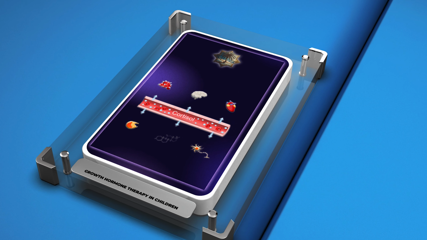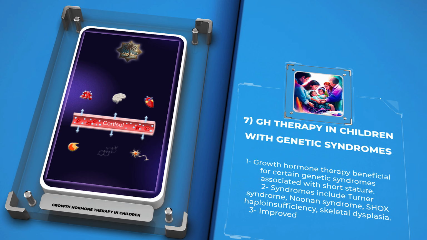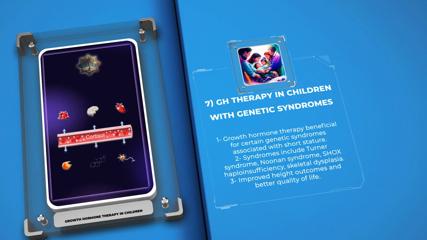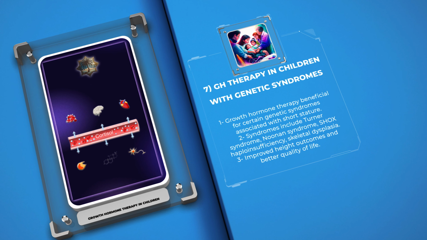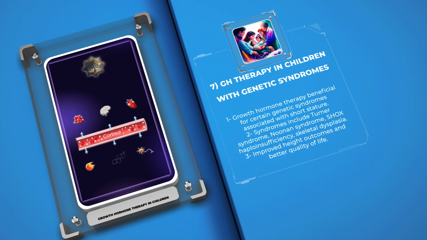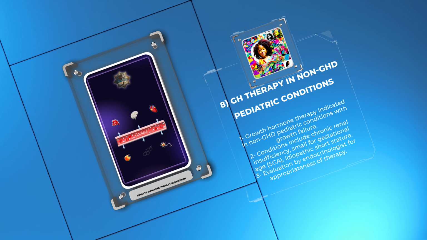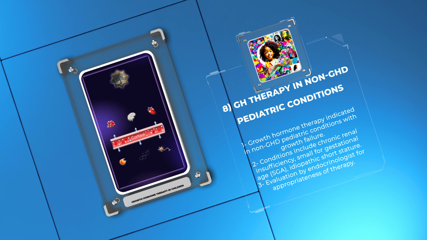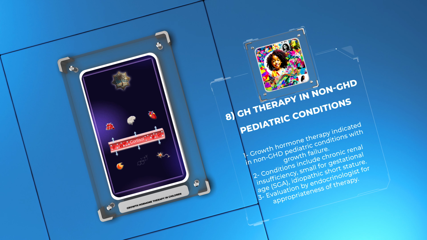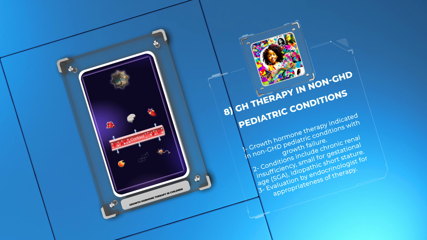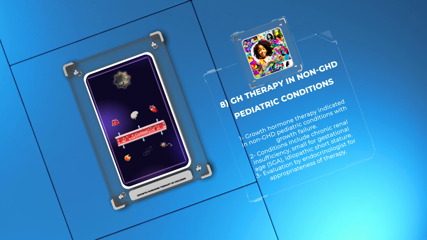Growth hormone therapy has proven to be beneficial for children with certain genetic syndromes associated with short stature. Some of these syndromes include Turner syndrome, Noonan syndrome, SHOX haploinsufficiency, and certain forms of skeletal dysplasia. By implementing growth hormone therapy, these children can achieve improved height outcomes and better quality of life. In addition to growth hormone deficiency, growth hormone therapy may also be indicated in non-GHD pediatric conditions with growth failure. These conditions may include chronic renal insufficiency, small for gestational age, SGA, with failure to catch up growth, and idiopathic short stature with no identifiable cause. The appropriateness of growth hormone therapy in these cases should be carefully evaluated by an endocrinologist.